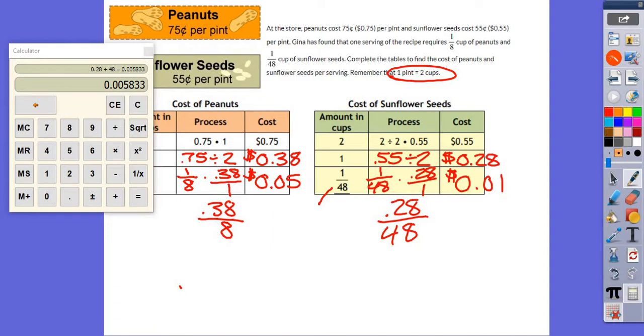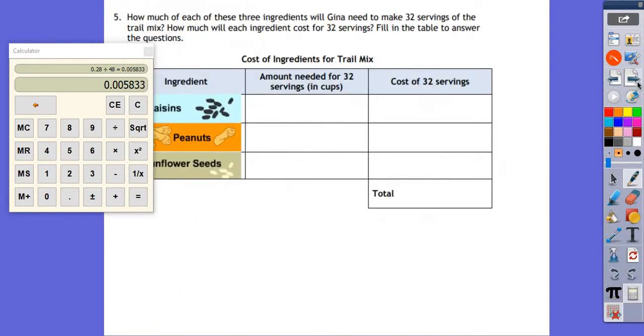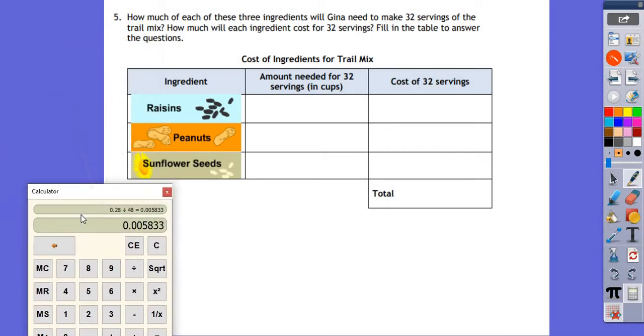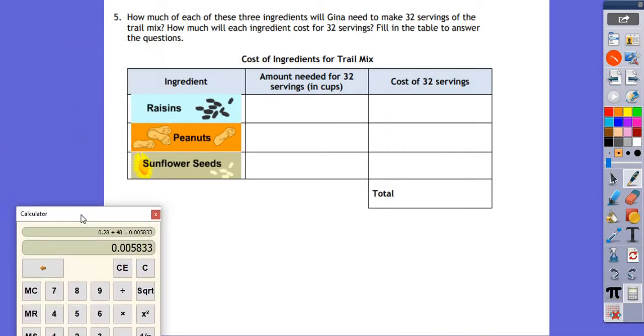All right, so number 5, we're getting some totals here. We knew 32 people are going on this trip. We found the amount for 1 bag. How many bags do I need?